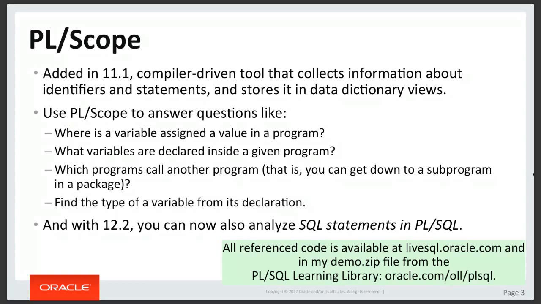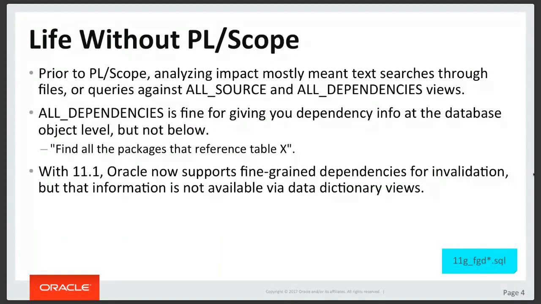So, life without PLScope, going back to some of my comments on the last slide. Before PLScope was available, and even today if you're not aware of it or not using it, if you wanted to analyze the potential impact of changes to your code, say I'm going to add a new column, or I want to remove an old column that shouldn't be used anymore, all you could really do were text searches through a data dictionary view like ALL_SOURCE, where I could find all the lines of text that are like something else, or even do much more complex regular expression searches.